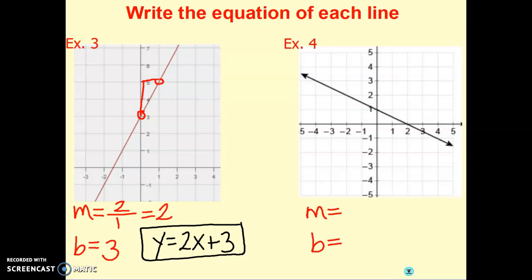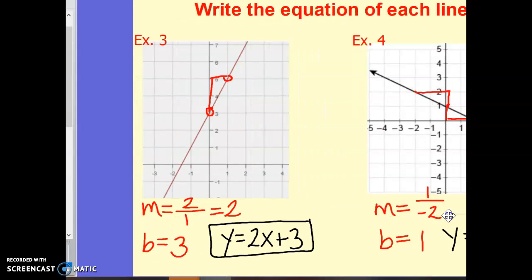And for example 4, it started at +1, and for the next point you could have used this point, or you could use this point, right? Either way, when you count, you would go up 1, and in this case, backwards 2. Or you could have gone down, which is negative, and then right. But either way, you get a negative slope because, again, this line is slanted down. So the equation of this line is y equals negative 1/2 x plus 1.